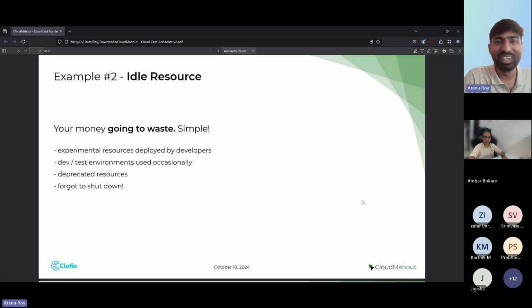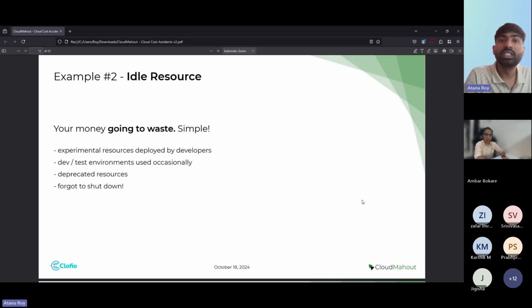Idle resources, the cousin of oversized resources, right? A very common example of why idle resources happen. And idle resources is flat, right? Your money is going down the drain. Simple. You do not utilize your infrastructure, you are making someone else rich. You are paying the money, but you are not using it. Let's try to understand a few very common examples of why idle resources happen.